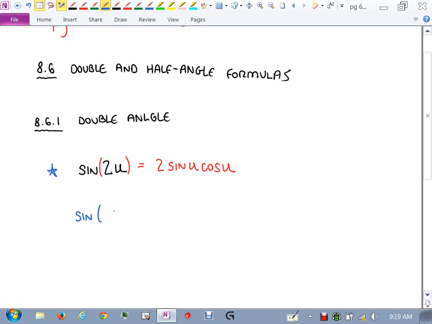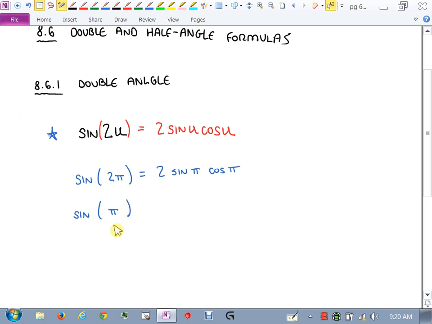All right, let me try this. It's kind of trivial, but let's try it. Sine of 2 pi turns into 2 sine pi cosine pi. But I think this is too obvious because u is just pi, right? What if I had something like this, sine pi? Could you use this double angle formula for sine pi?